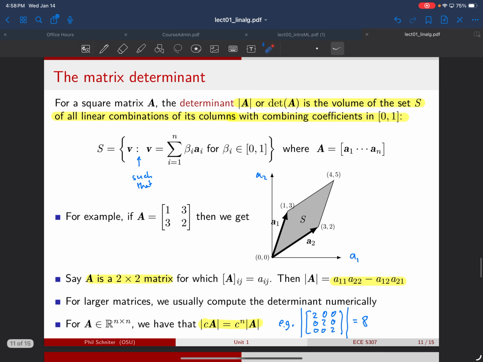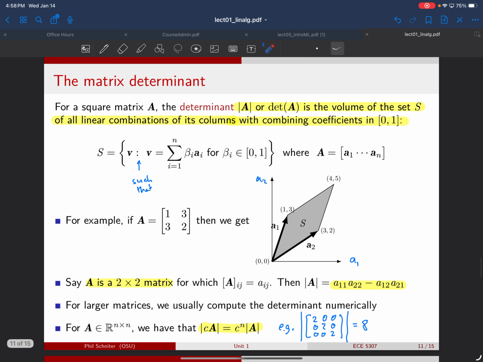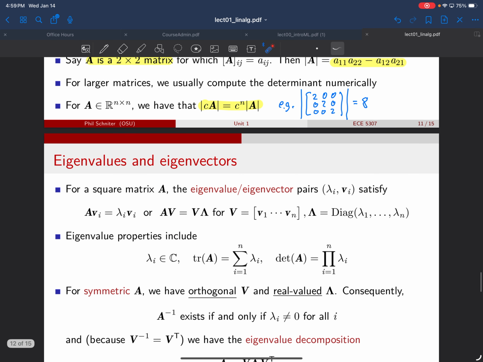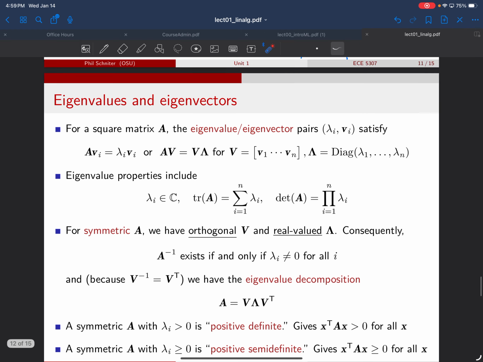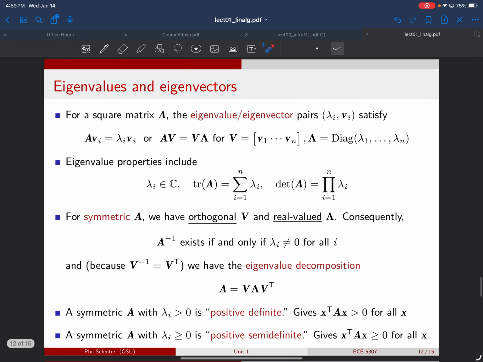Okay, so that's the determinants. Let's see, we're getting pretty close. Any questions on the determinant? Okay. Eigenvalues and eigenvectors.